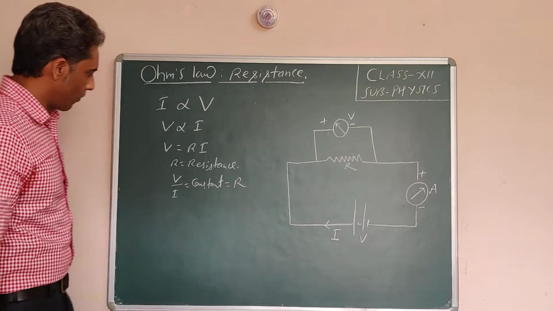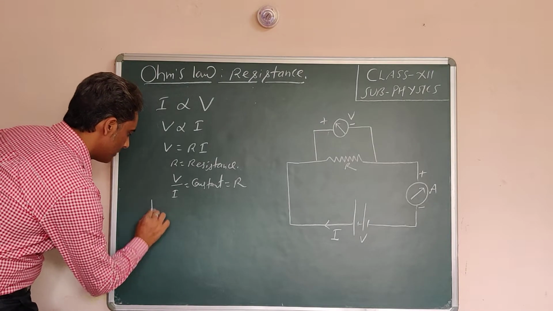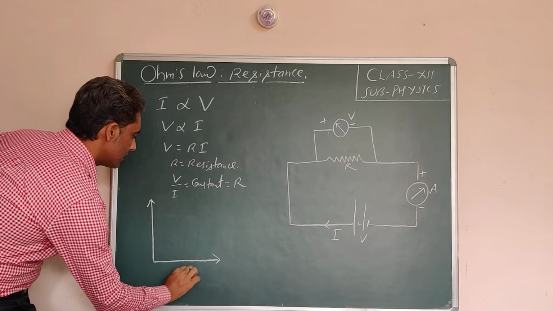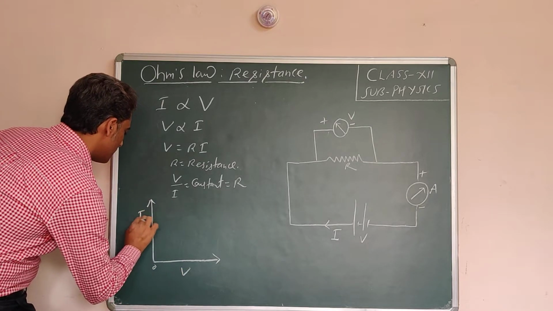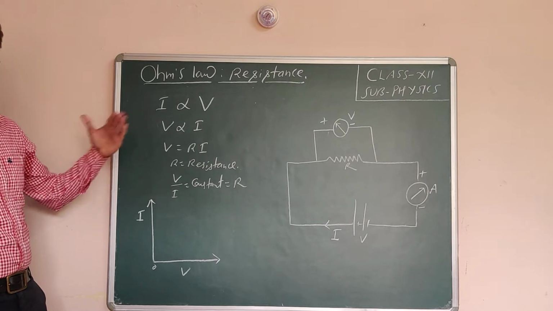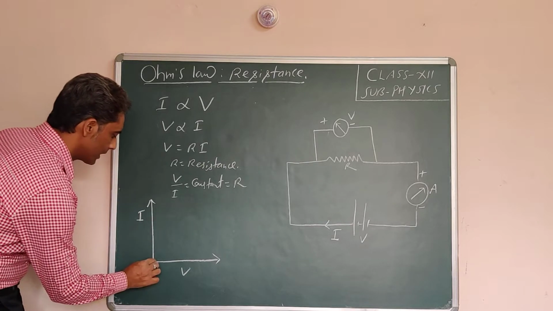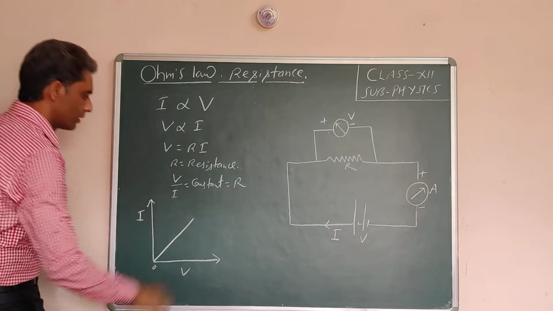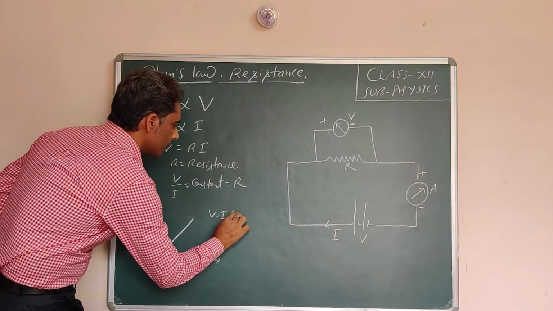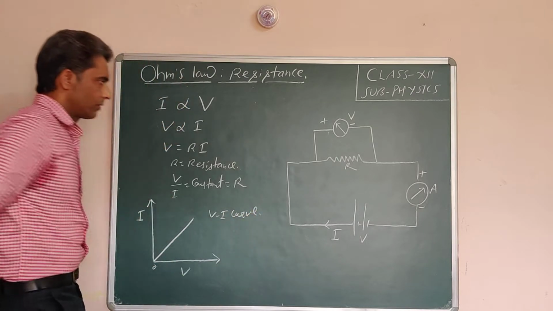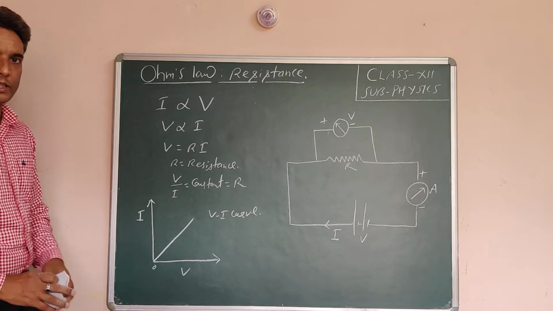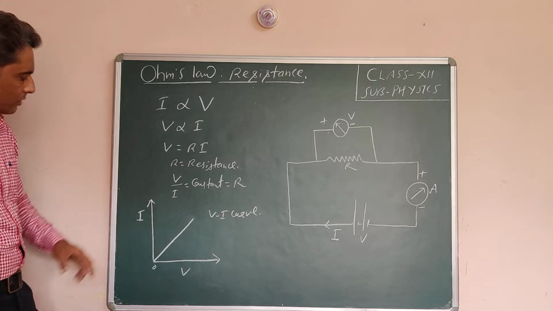Now if we draw a graph between potential difference and current, then if a material follows Ohm's law, the graph will be a straight line passing through the origin. This curve is known as the VI curve. From this curve we can find resistance by finding its slope.